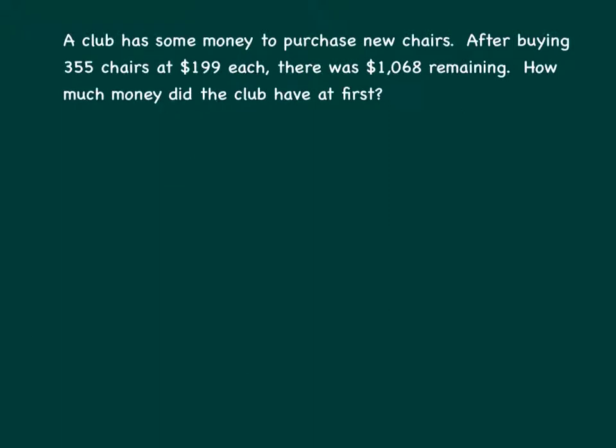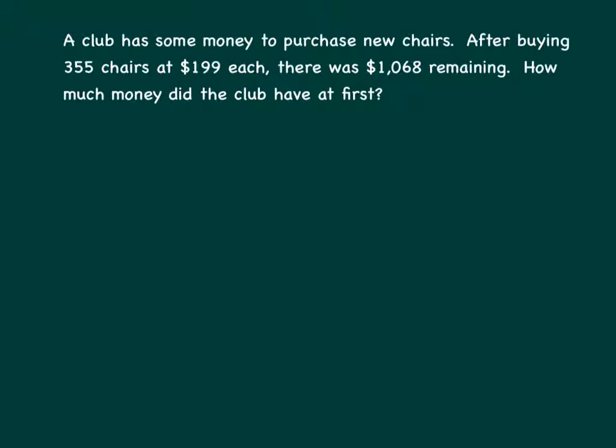Here we have a word problem, and we're going to use a bar model to see what's going on. It says a club has some money to purchase new chairs. After buying 355 chairs at $199 each, there was $1,068 remaining. How much money did the club have at first?